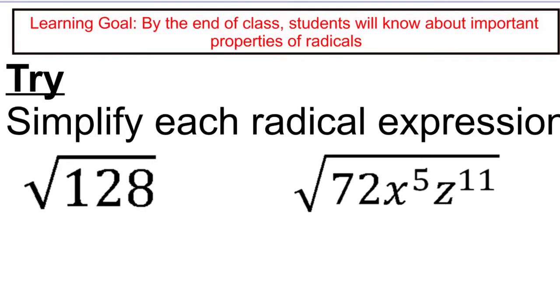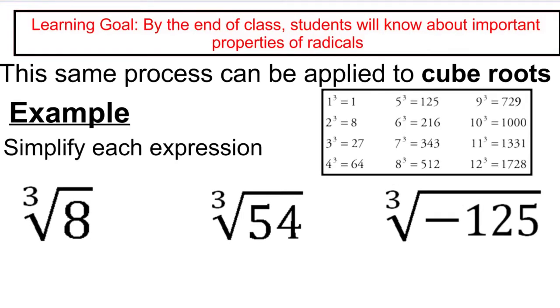So we're going to skip the try, and we're going to get right into, well, what happens if now I change the index? How does this idea of simplifying change if now I'm trying to simplify a cube root? Okay, so we're going to look at this problem and say, all right, now the question is, can I take the cube root of 8?